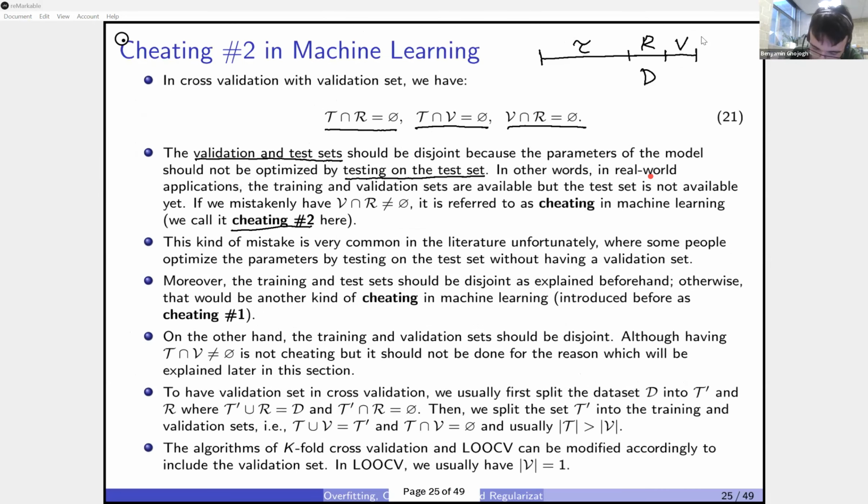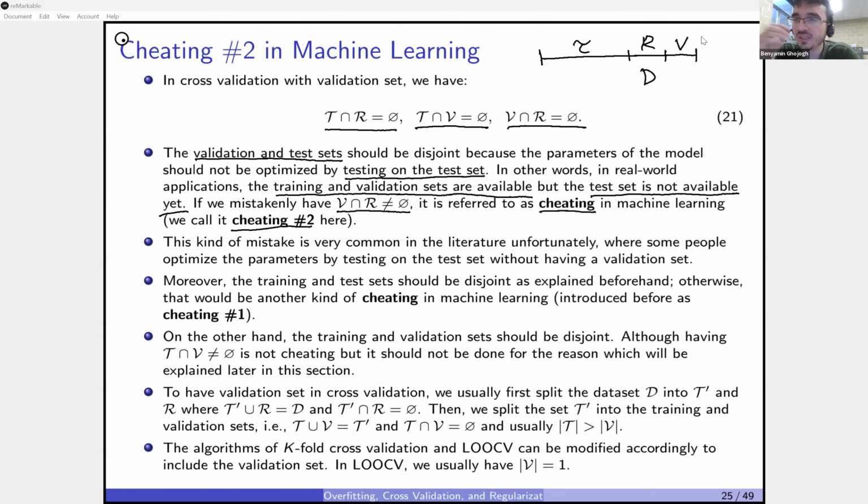See, in other words, in real world application, the training and validation sets are available, but the test set is not available yet. If we mistakenly have these, if some of the test is in the validation, it is referred to as cheating in machine learning, cheating number 2.